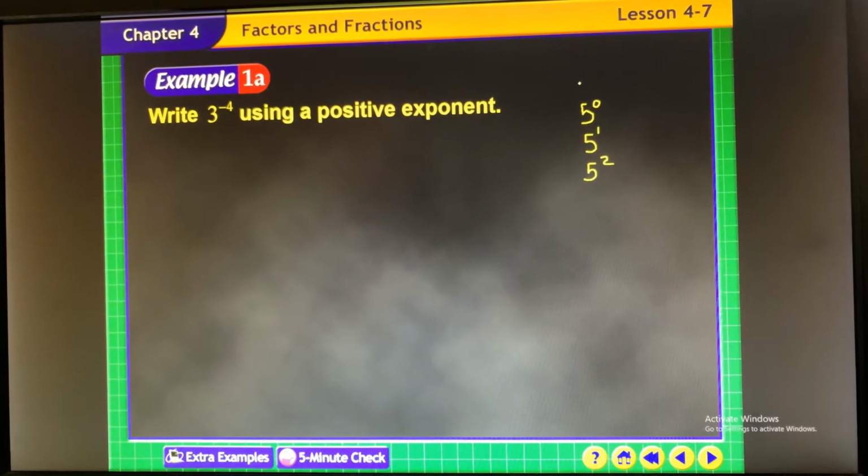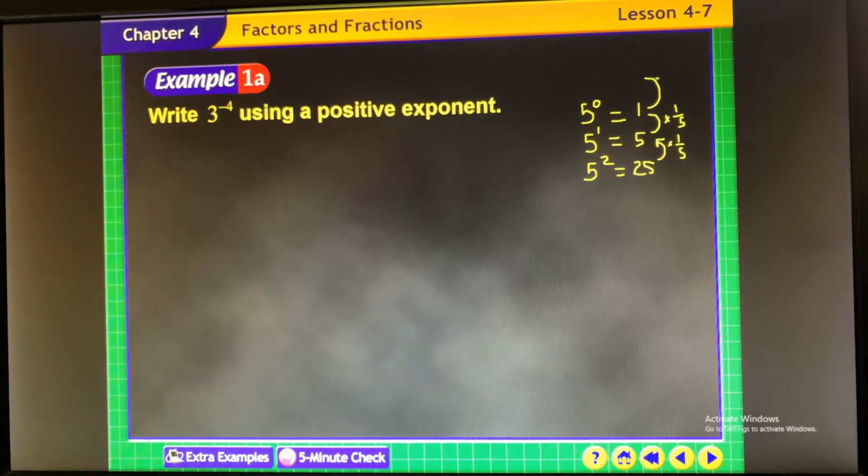I think I used 2's last time. All right, so 5 squared you know is 25. 5 to the first is 5, and 5 to the 0 power is 1, because anything to the 0 power is 1. Remember, in order for us to go this way, I multiply by a fifth. Okay? So here I multiply by a fifth, or we can say we divide it by 5.